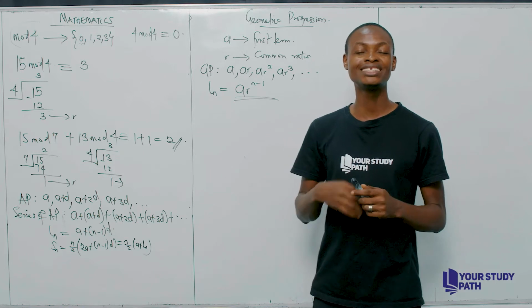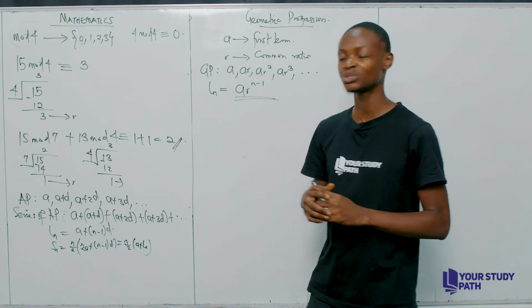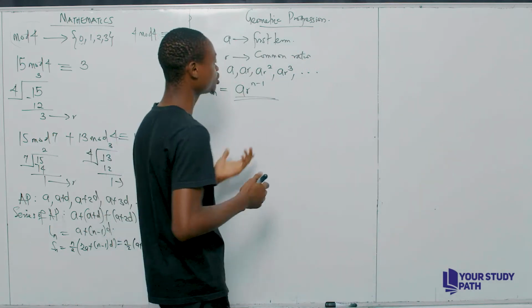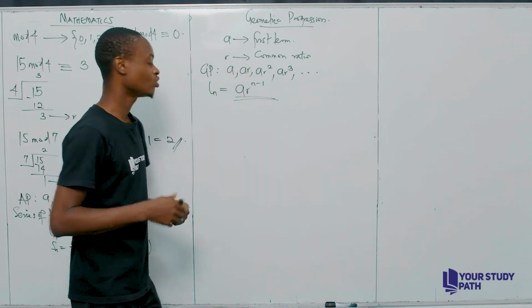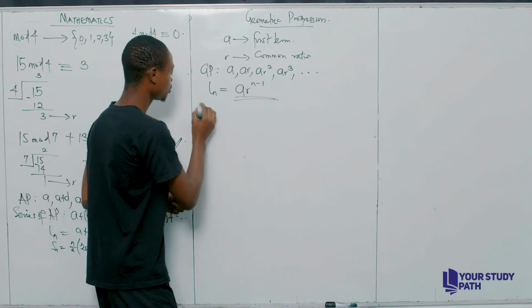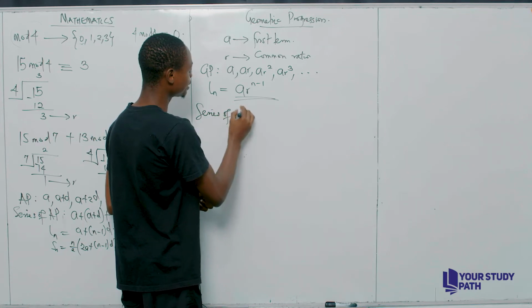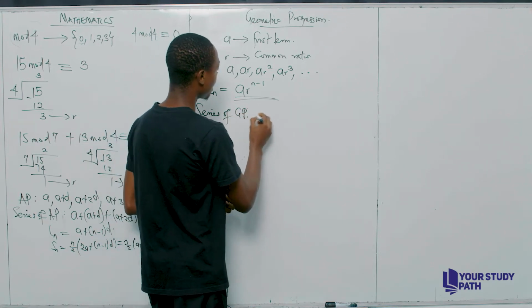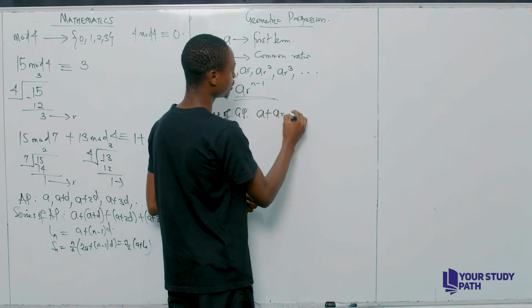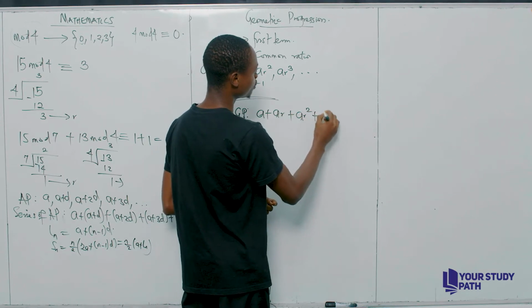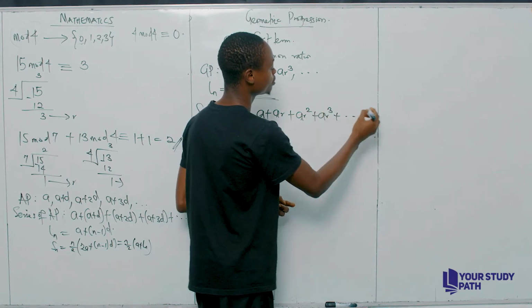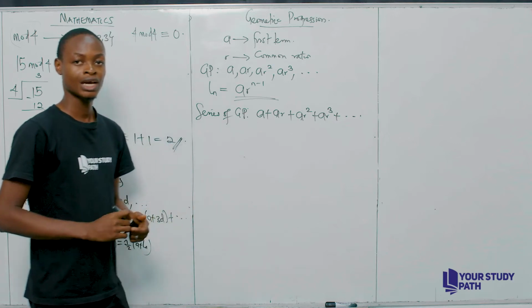Now we have generated the sequence of geometric progression. We can also generate the series of that geometric progression as well. For the series, all we are simply doing is what? Adding the terms up to the number of terms required. So we can write the series of the geometric progression as A plus the second term plus the third term plus the fourth term plus up to the point we are getting to, right?